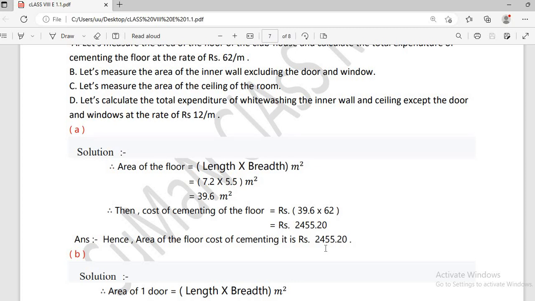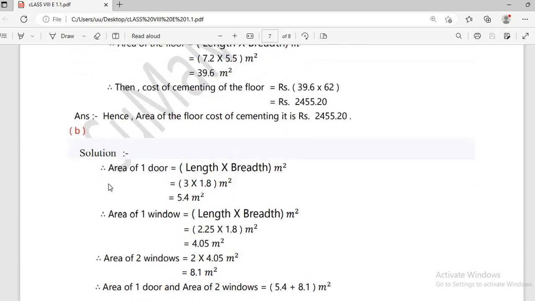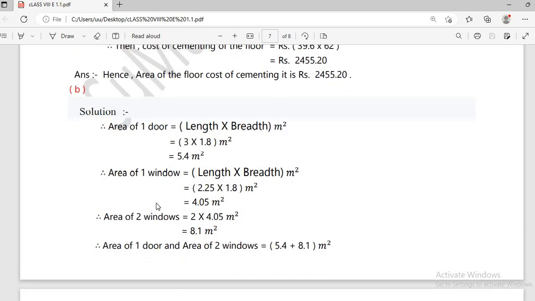Next solution B, which is let's measure the area of the inner wall excluding the door and window. It says we have to find the area of the four walls excluding the door and windows. So first, area of one door is equal to length into breadth. The 3 into 1.8 is equal to 5.4 meter square.